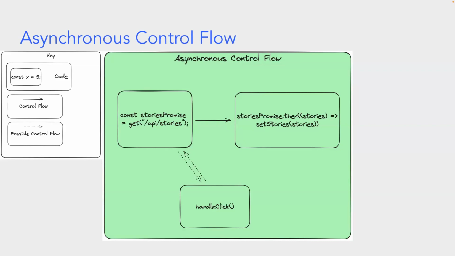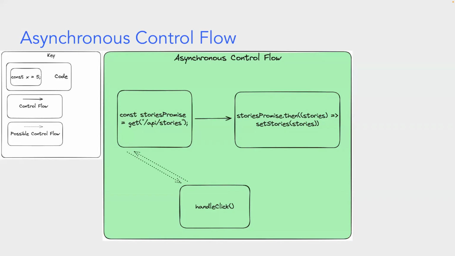And then from there, we can continue by running set stories. But this is one possible way the program could run. There are a few other ways too. So another option is that we run the handle click very early on in the get instead of later, like in the previous slide here.